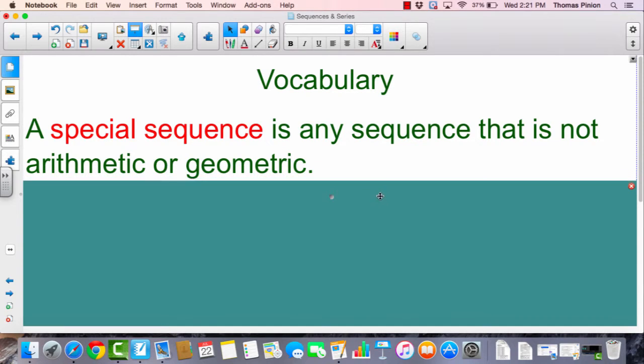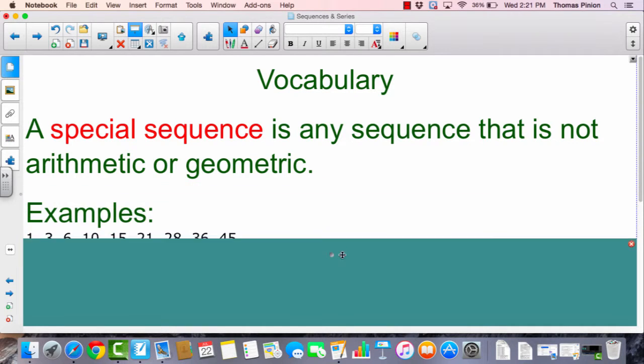A special sequence is any sequence that is not arithmetic or geometric. Now what that means is, to get to the next term in this pattern of numbers, we're not going to add to get to the next term, and we're not going to multiply to get to the next term. Or at least we're not going to add by the same number each time or multiply by the same number each time. So let's look at a few examples.